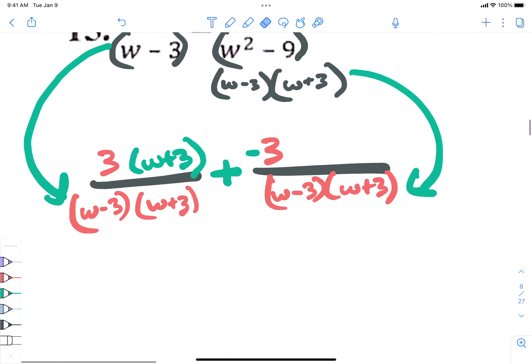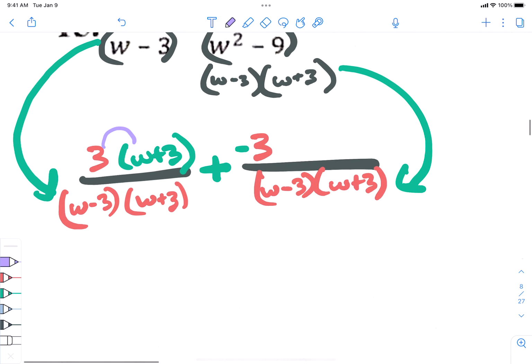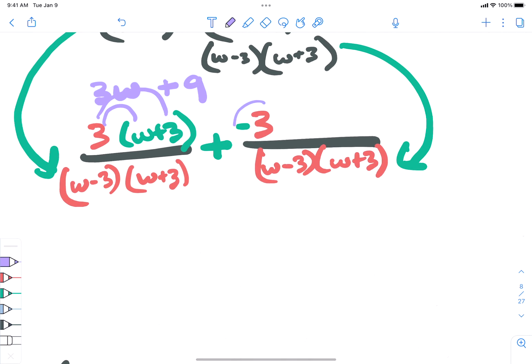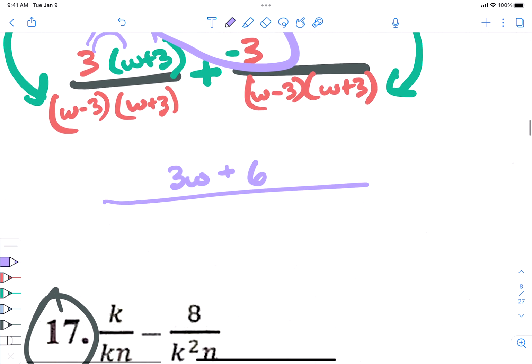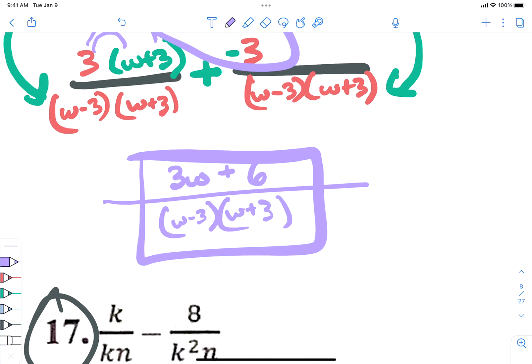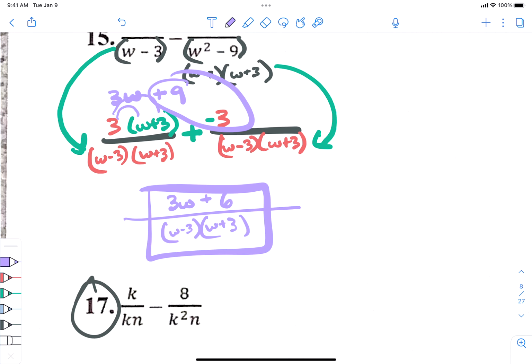And then what do we do now? Distribute this 3, okay? So that makes 3W plus 9, right? And then really minus 3 is over here, okay? So don't forget about him. And let's put stuff together. So on the top, we've got 3W plus 6. If we take 9 minus 3, that's 6. And on the bottom, just our two pieces, W minus 3, W plus 3. He's all done. Okay? Good? That's all. All right?